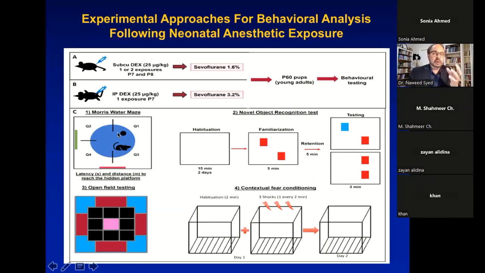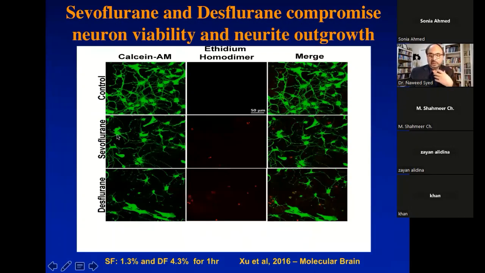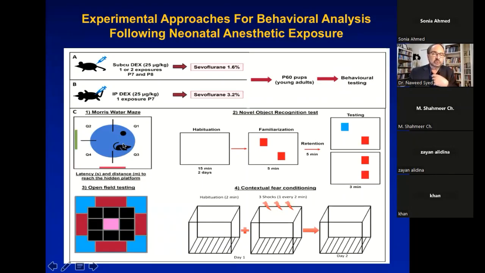We then do the Morris water maze test, whereby we allow the animals to look for a platform in an open environment. The animals will swim around and then locate their platform. We also do the novel object recognition test, where the animal is allowed to habituate for 15 minutes for 2 consecutive days. They become familiar. Then we put in 2 objects, and the animal can recognize those objects. We can either replace the older object that the animal had familiarized with by a novel object, or we move one or both of the familiarized objects away.